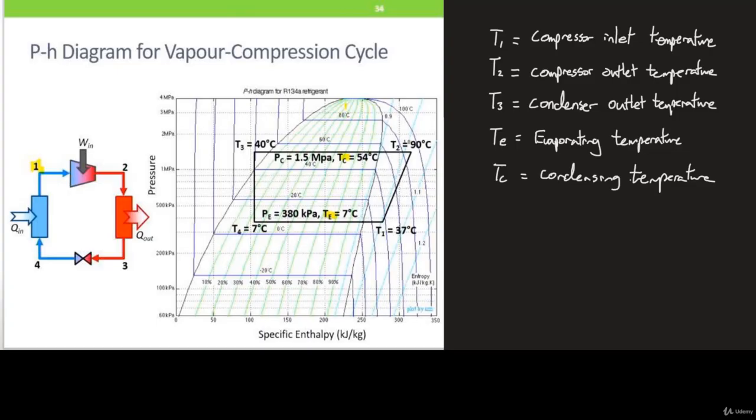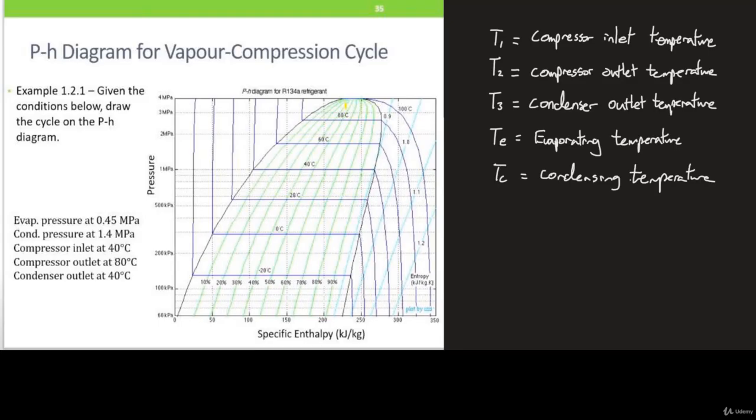Okay? So let's try one example question. Given the conditions below, draw the cycle on the pH diagram. So how do we approach this question? If you want to try, you may pause the video and try out the question yourself on this slide. If not, I will continue and go through how to do this question.